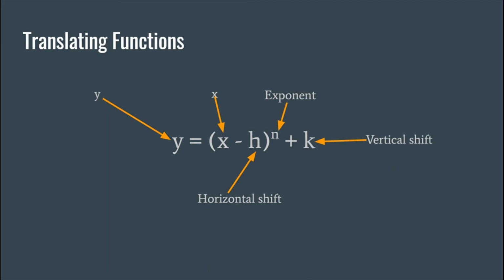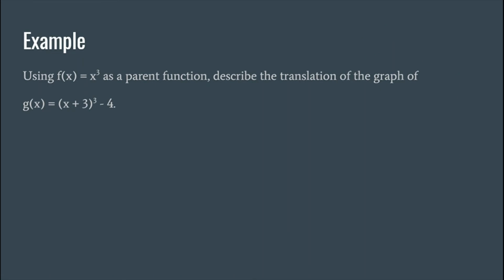Let's take a look at one. We're going to use f of x equals x to the third power as our parent function to describe the translation of the following. g of x is equal to the quantity x plus 3 to the third power minus 4. Let's describe how this graph is going to move. This is our parent function here, but it's going to move and change into this. Basically, all you're doing is describing it. What happens? Well, we do the horizontal translation first.